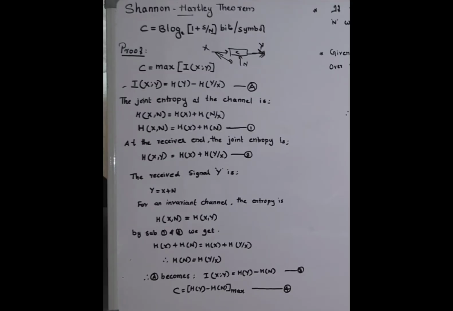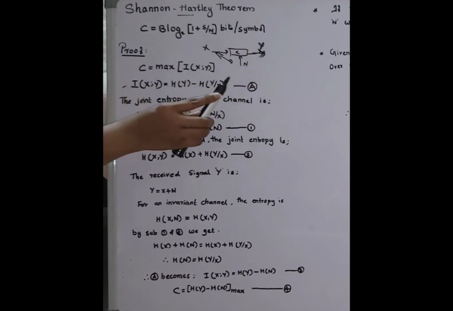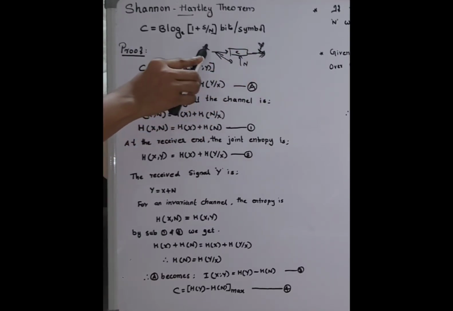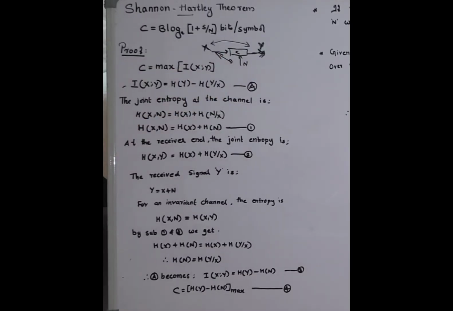Now, we want to derive the joint entropy at the receiver end. We are sending x as input and receiving y as output, so at the receiver end, we consider only x and y. The joint entropy at the receiver end is h of x comma y is equal to h of x plus h of y by x. This is the joint entropy at the receiver end, and the earlier one is the joint entropy at the channel.